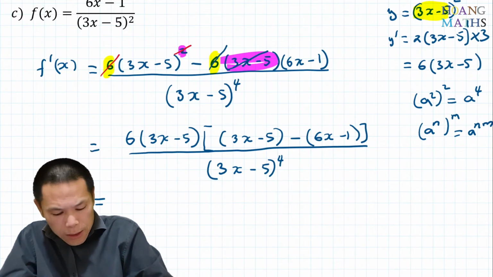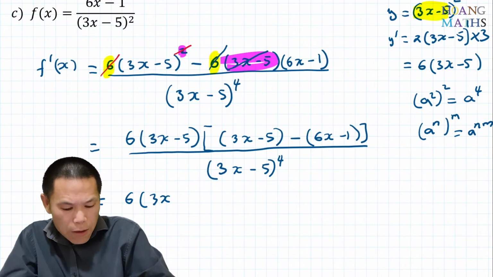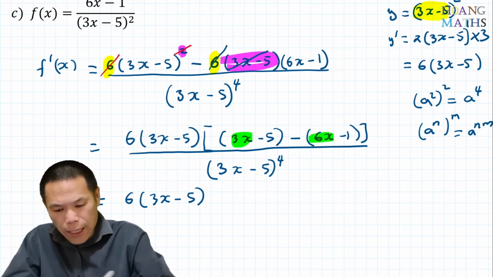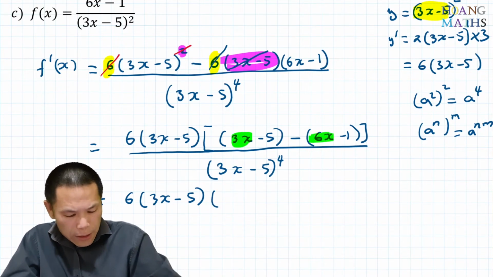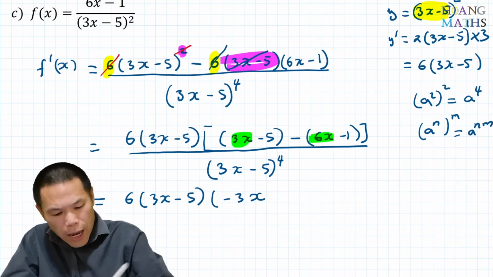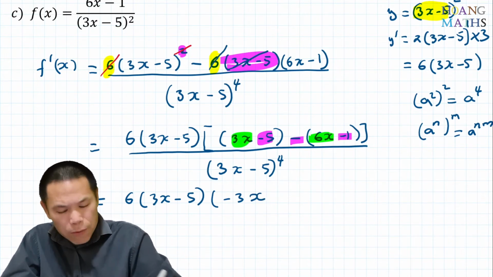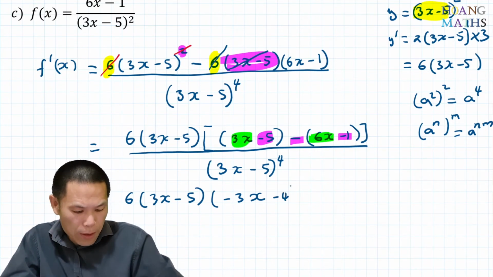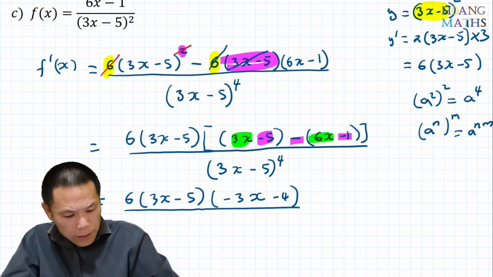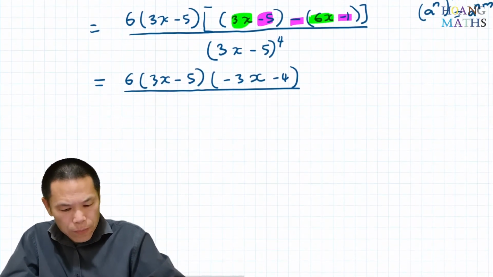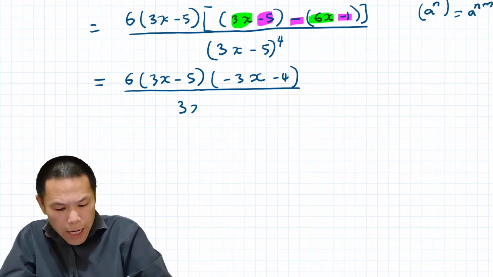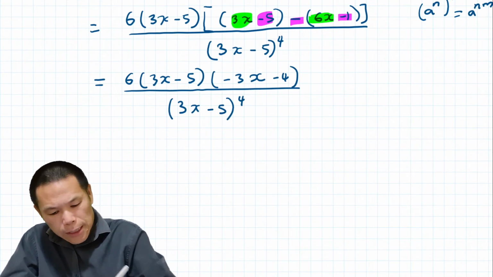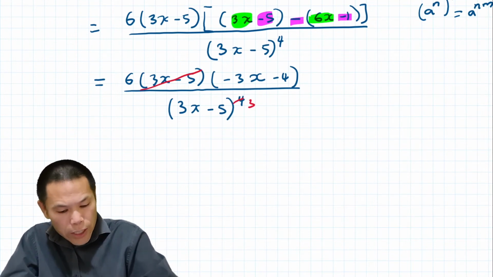So this one here, so 6, 3x minus 5. I just write this down. So now we have 3x minus 6x. Okay, so to give me negative 3x. So minus 3x. And we have negative 5 and minus becomes plus. So negative 5 plus 1 is negative 4. Over, so let me just move this up a bit. So that will give me 3x minus 5 power 4. And now you can see this one here, we can cancel with this, so we're left with 3.